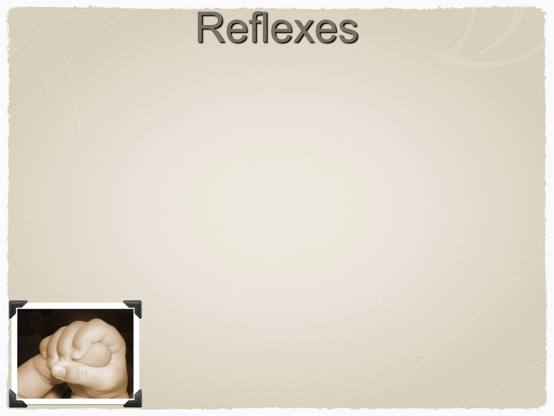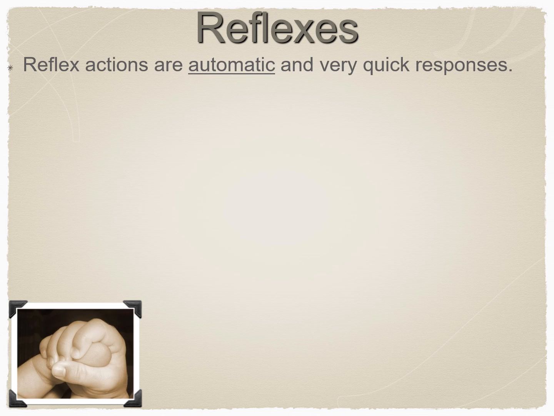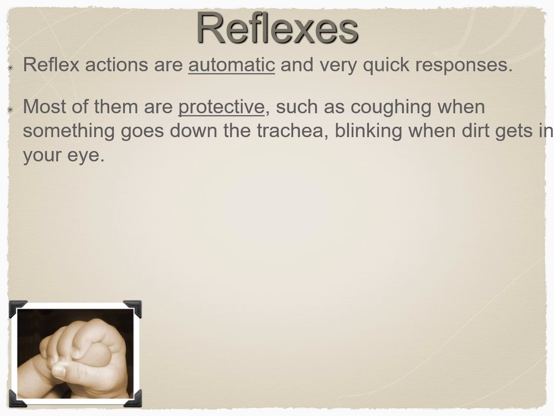Now, we're going to take this information and apply it back to reflexes. Again, reminder from yesterday, reflexes or reflex actions are automatic, meaning you don't have to think about them. They are involuntary, and they are very quick. Most of them are also protective. They are a response to danger, such as coughing when something goes down the wrong way or down the trachea, blinking when dirt gets in your eye, releasing something that's very hot, like a burning hot cookie. All of those things are protective.